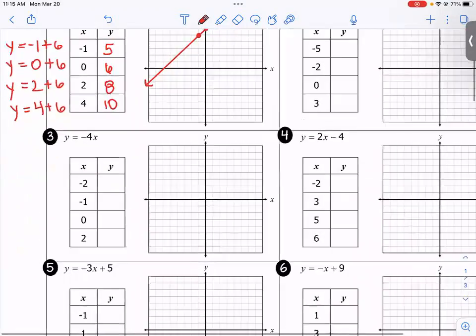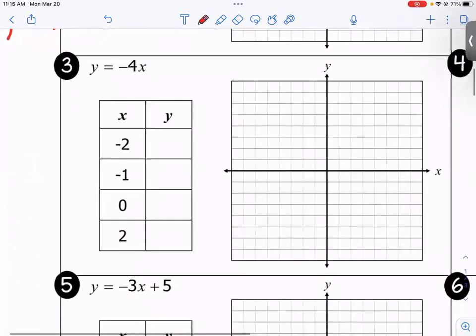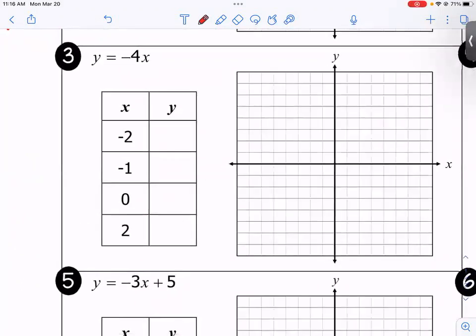All right, how about you try number 3? I want you to graph number 3. Fill in the chart for number 3, and I'm fine with you and your elbow partner working together. Fill in the chart for number 3, and then plot the points. If they don't make a line, you've done something wrong.